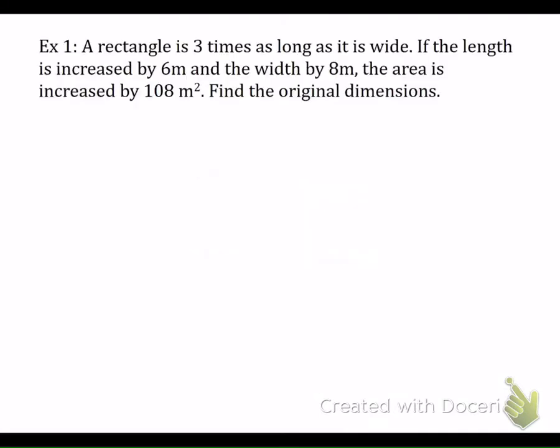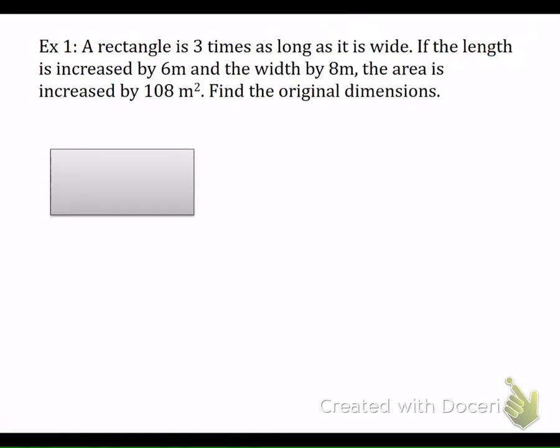The first one says a rectangle is 3 times as long as it is wide. If the length is increased by 6 meters and the width by 8 meters, the area is increased by 108 square meters. Find the original dimensions.